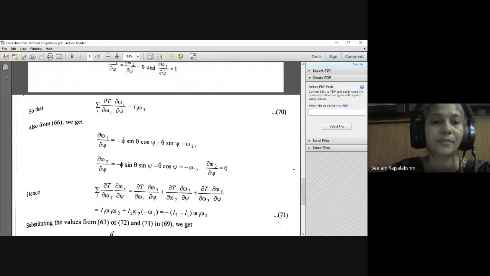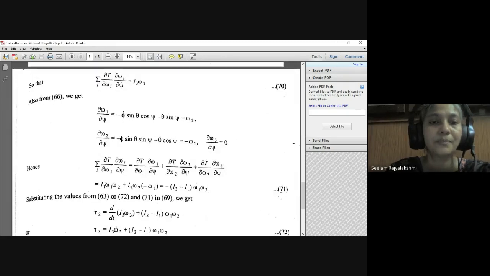Again from equation number 66, differentiating omega 2 with respect to psi, we will obtain minus phi dot sin theta sin psi minus theta dot cos phi, and again this is equal to minus omega 1. And dou omega 3 by dou psi, we don't have any psi term, so we will obtain 0.